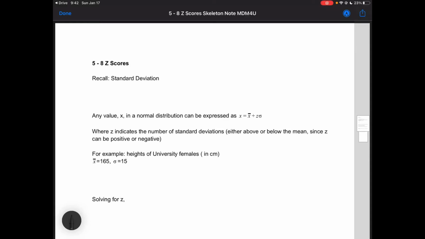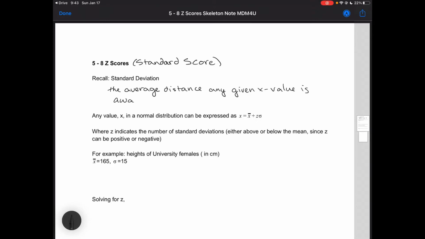This video goes over what a Z score or standard score is in terms of a normal distribution. So the first thing that we need to remember is standard deviation, which is the average distance any given x value is away from the mean.